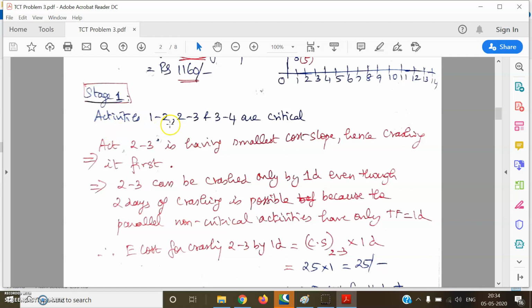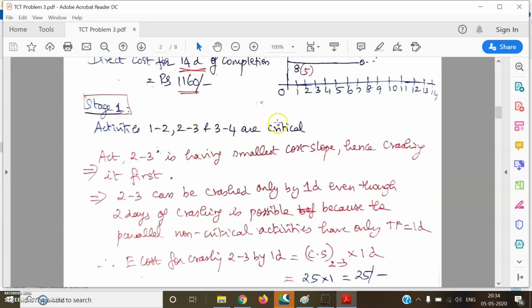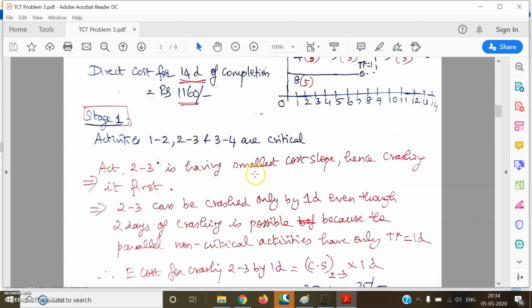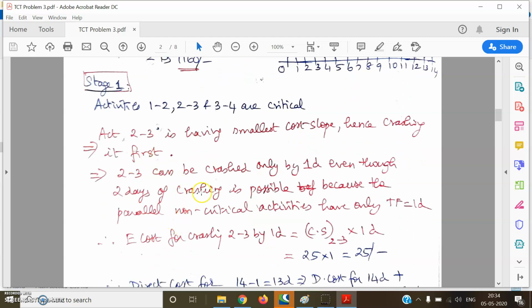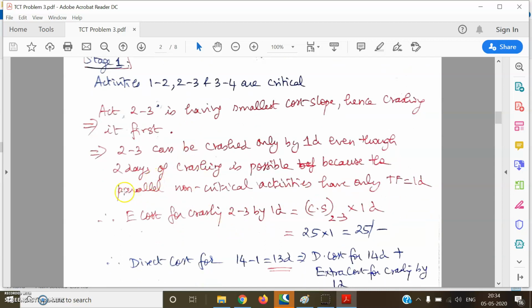I have written it here. Activities 1, 2, 2, 3 and 3, 4 are critical. Activity 2, 3 has the smallest cost slope and hence we will crash that first. 2, 3 can be crashed by only 1 day even though 2 days of crashing is possible, because the parallel non-critical activities have a total float of only 1 day. Therefore, we are crashing 2, 3 only by 1 day first. The extra cost of crashing 2, 3 by 1 day is going to be the cost slope of 2, 3 multiplied by 1 day of crashing.